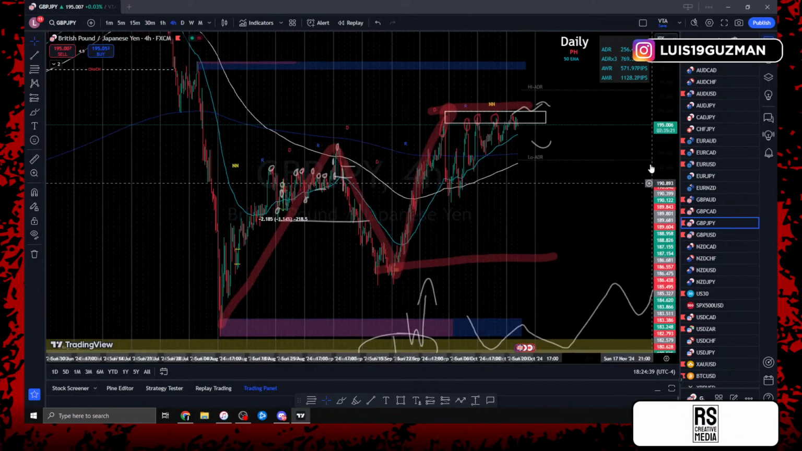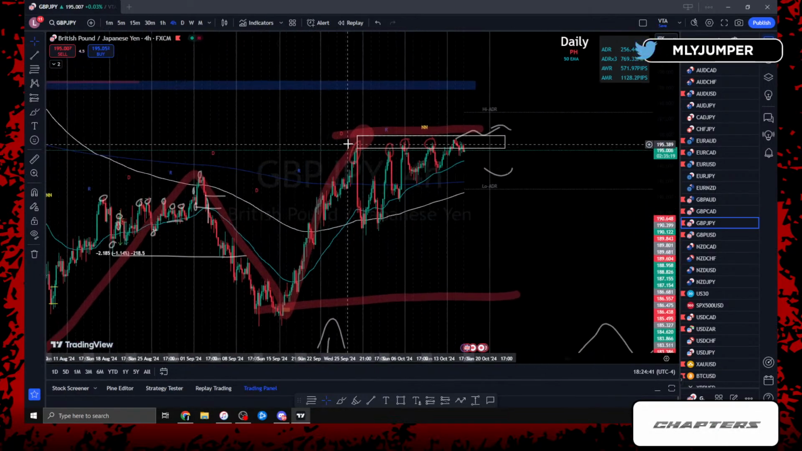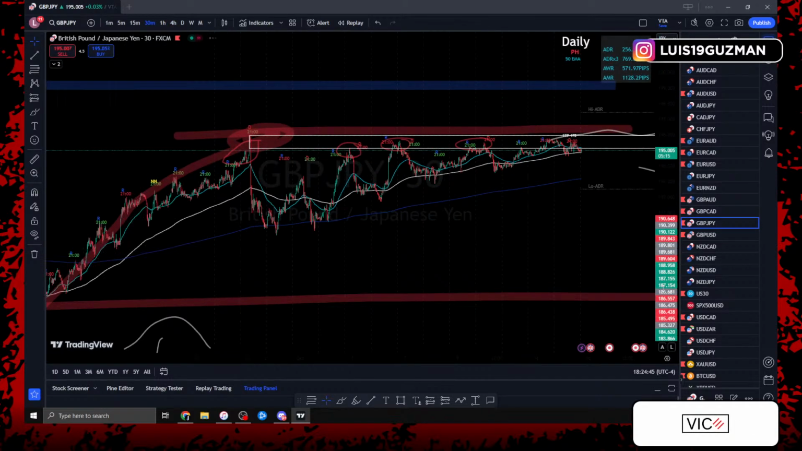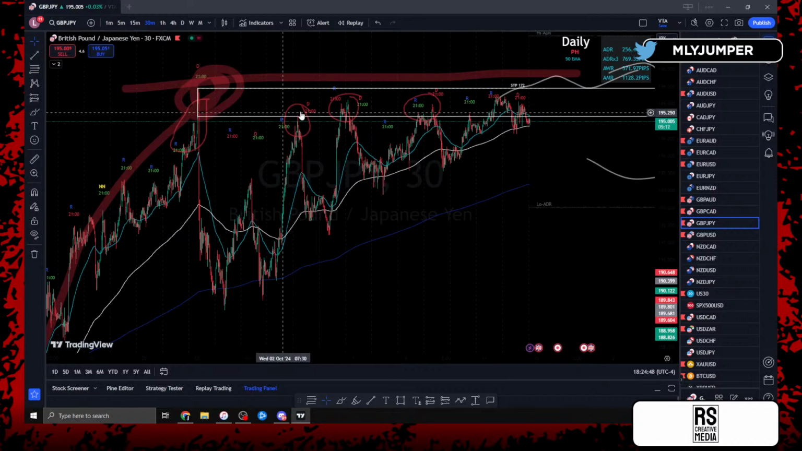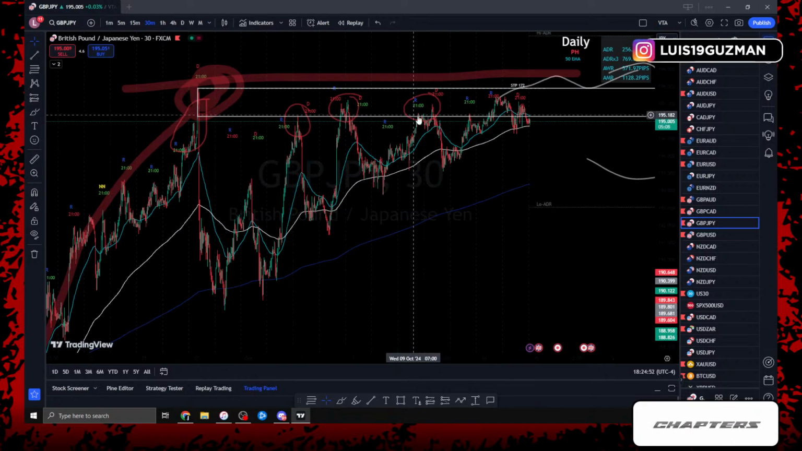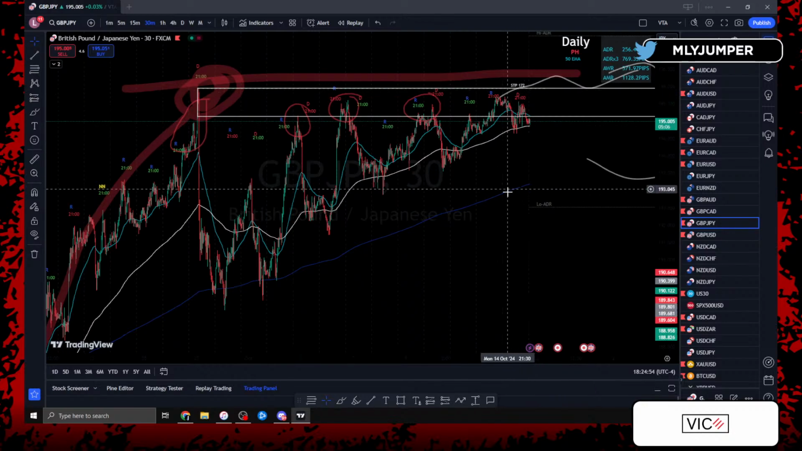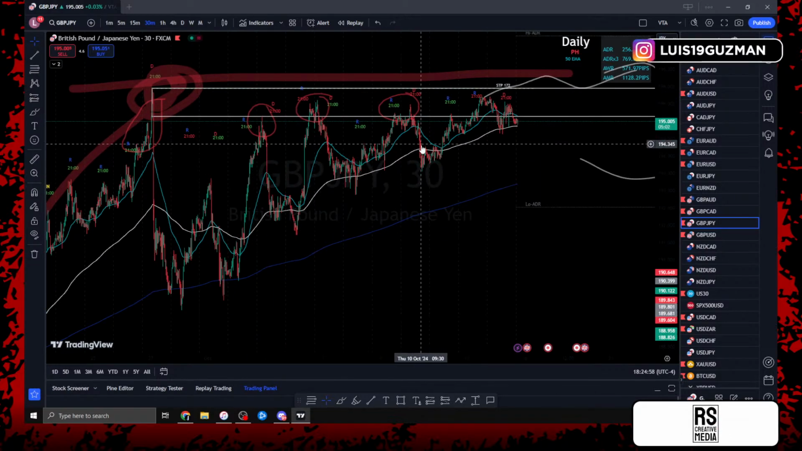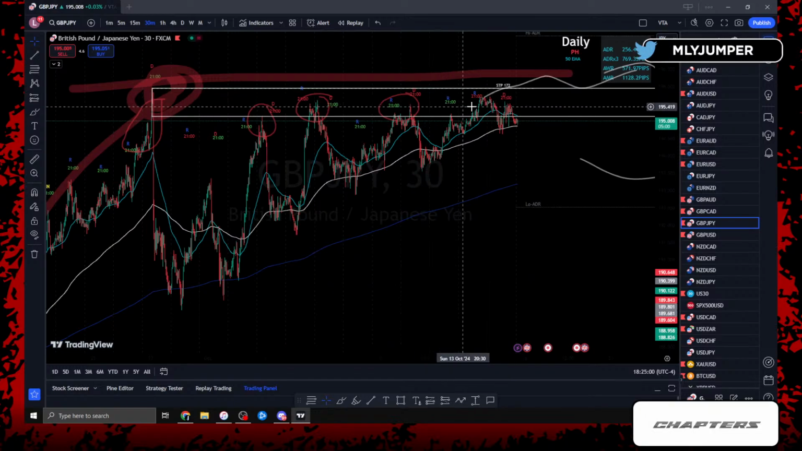Notice how many times price rejected these highs, right? Why would I take a buy? Let's go back to the 30 now. Look how many times price rejected these highs. Yes, we could still see higher high, higher low, higher high, higher low, right? But how many times did price reject, go down, reject, go down, reject, go down, right? We still haven't broken these highs yet.